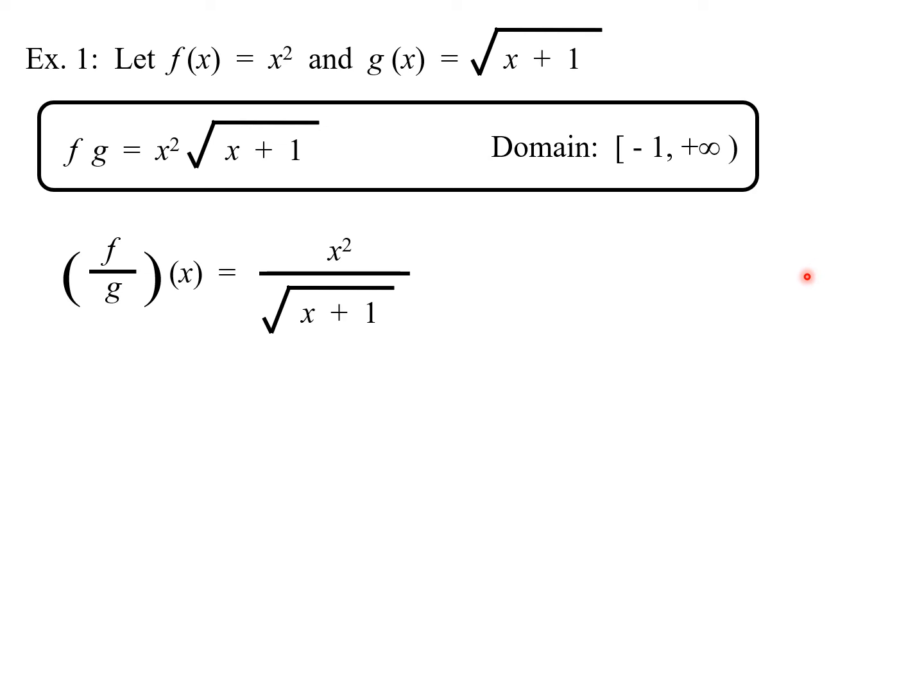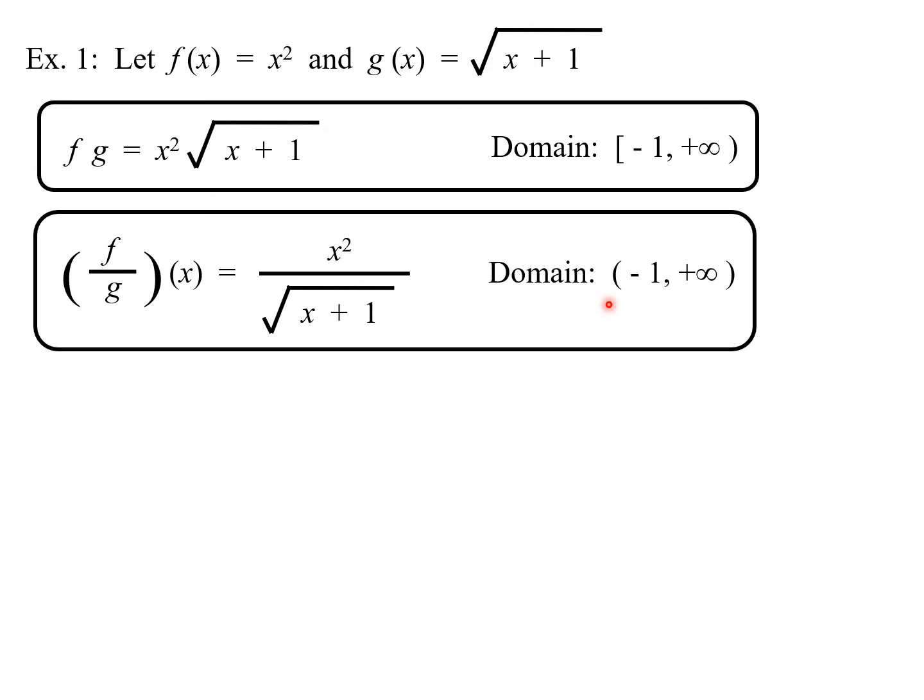Their quotient, well, this will be this. But now the domain has to be non-inclusive with negative 1, because the radical sign is in the denominator, it can also not be 0. So x cannot be negative 1. So that leads to the open bracket here, the non-inclusive nature.